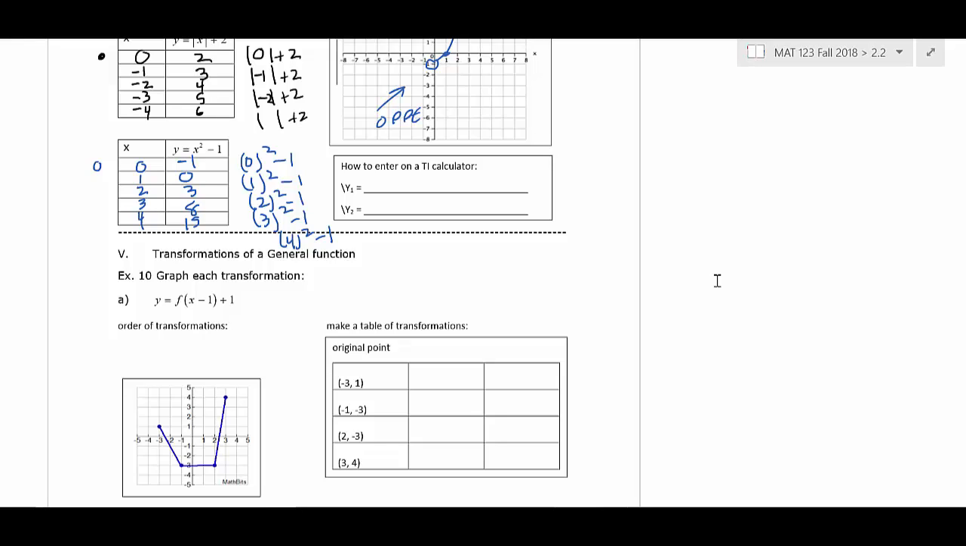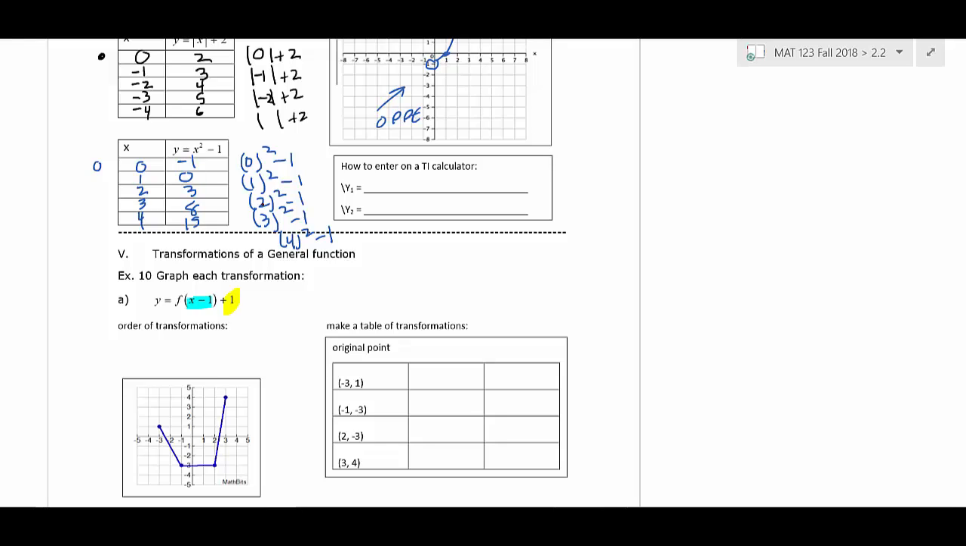And first of all, on this one, I don't give you the function, I just give you the notation. So there's two transformations going on here. First thing is you need to be able to spot them. That x minus 1 is inside the function, so what does that do? Inside the function, how does that move this?